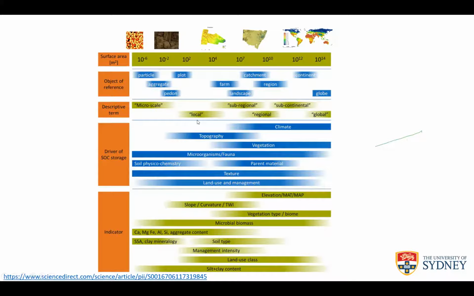At the farm or plot level, it's controlled by interactions between topography, organisms, the soil, and the land use. When we talk about the regional level, climate starts to matter more, affecting the potential of the soil to hold carbon, along with vegetation, the type of soil, and the management. And at the global scale, climate will have a very strong signature, which we'll look at later.